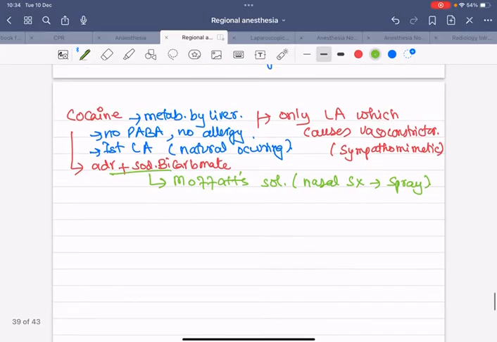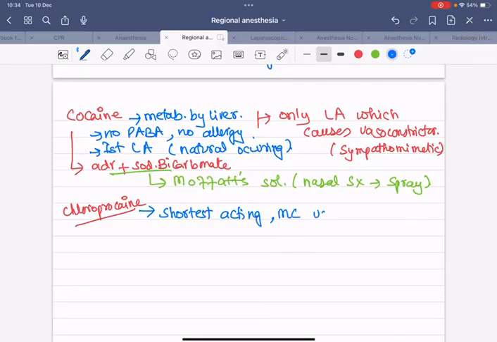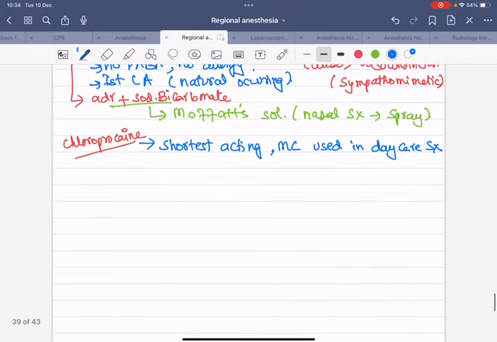Chloroprocaine, please remember one point only. Chloroprocaine is an ester group, metabolized by the pseudocholinesterase enzyme. It is the shortest acting, and most commonly it is used in daycare surgery. So in daycare surgery, I can use chloroprocaine.